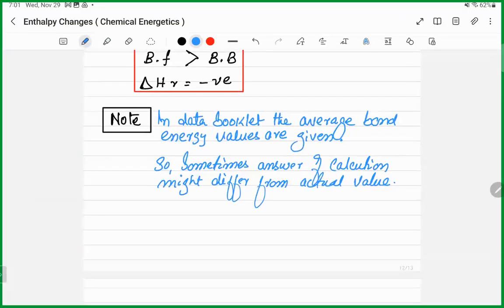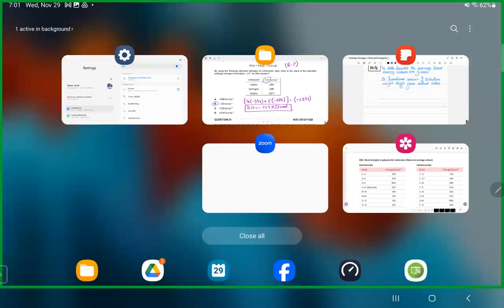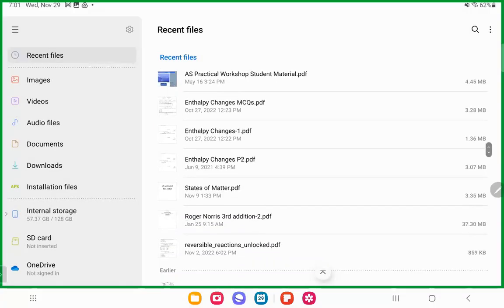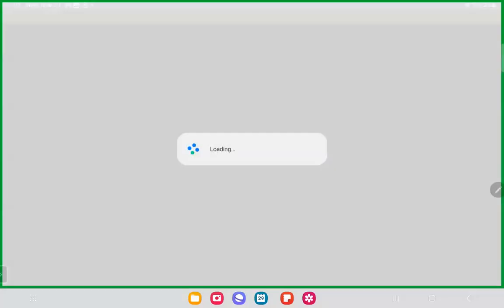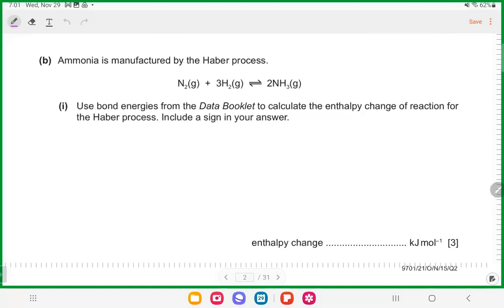The way of solving question is very easy. देखिए जनाब, I am just giving you one example from paper 2 and then that's the last of this one. ओके, this is the question. It says ammonia is manufactured by Haber's process, use the bond energy data from the data booklet to calculate the enthalpy change. This is basically an O-levels question.